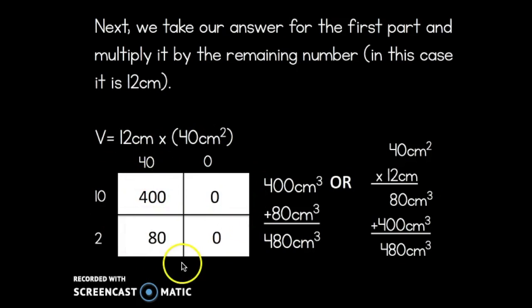So I've got the box method. This part of it is optional. I left it just so that it used the regular form we use. But I've also shown how to do it with 2 boxes instead of the 4, because obviously anything times 0 is just going to give you 0. So this side doesn't add anything to our equation. So again, 40 times 10 is 400. 40 times 2 is 80. When we add those up, we get 480 centimeters cubed.